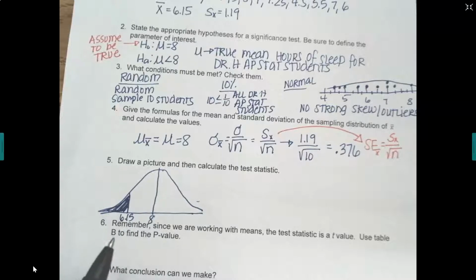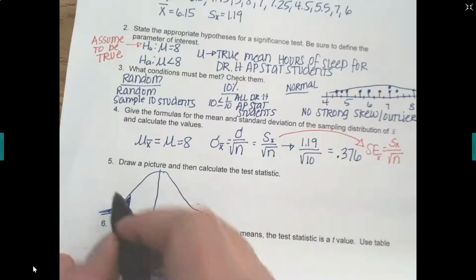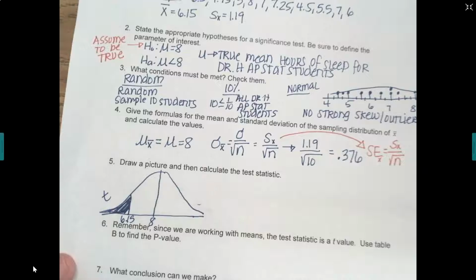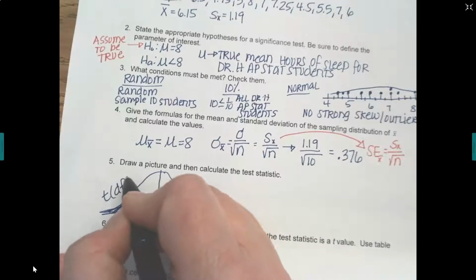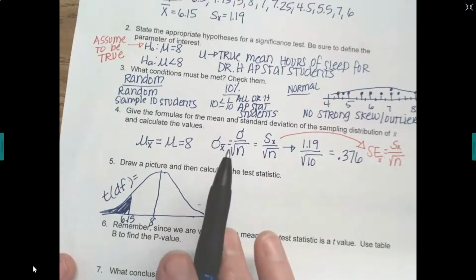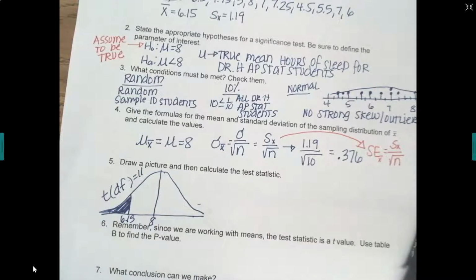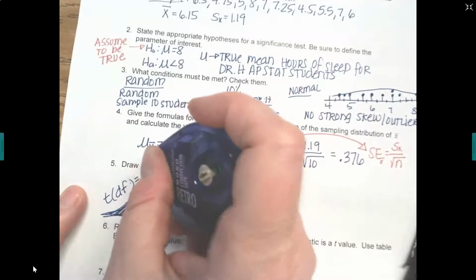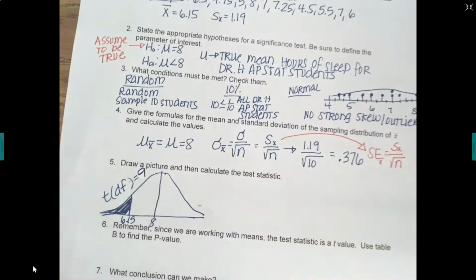This is not a normal curve. This is a t-distribution, because when we use our means, we have to use a t-distribution. So we can't write N and then the mean and the standard deviation, because this isn't normal. We're going to say this is a t-distribution with a degree of freedom that equals, well, I had 10 in the sample, and your degree of freedom is always 1 less, so instead of 10, we're going to write 9. So this is a t-distribution with a degree of freedom of 9.